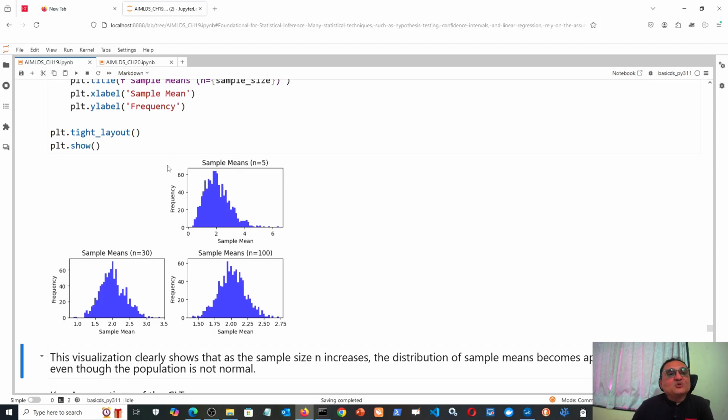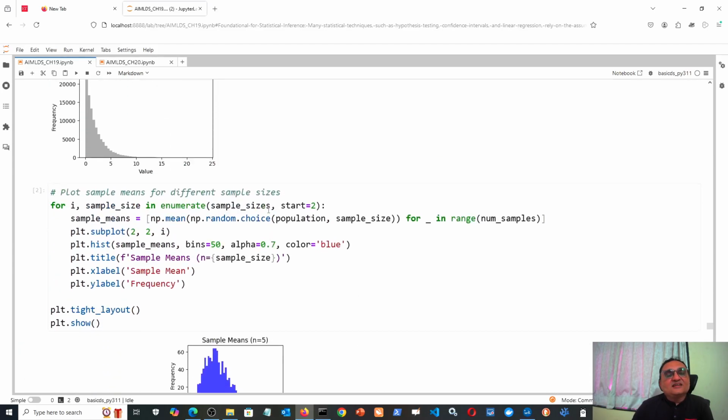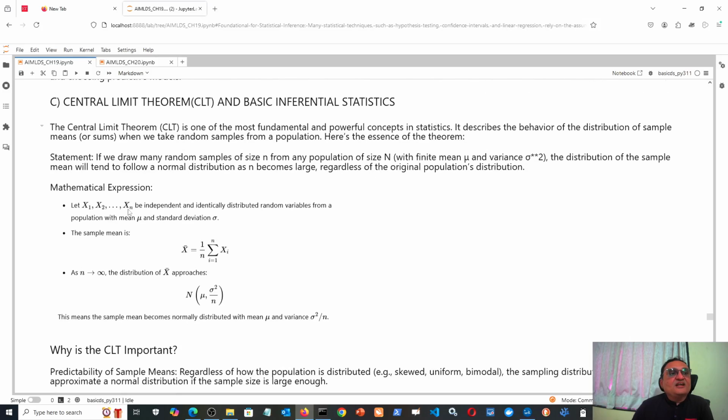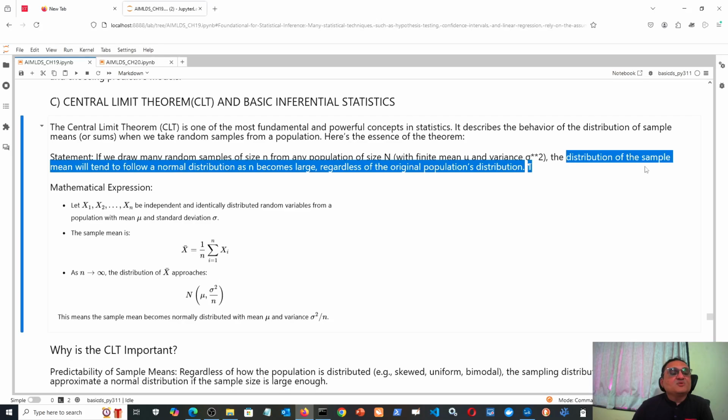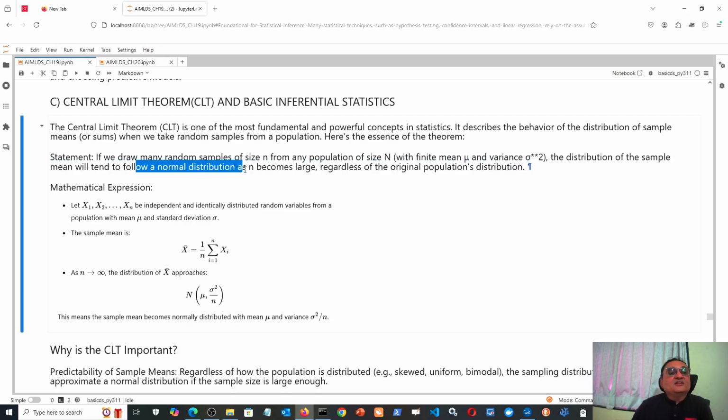Now that clearly shows that when the number of observations in each sample was less, only 5, then the sample means do not follow normal distribution, as the central limit theorem puts the condition. What is the condition? That here, if we draw many random samples of size n from a population of size N, then the distribution of sample means will tend to follow normal distribution.